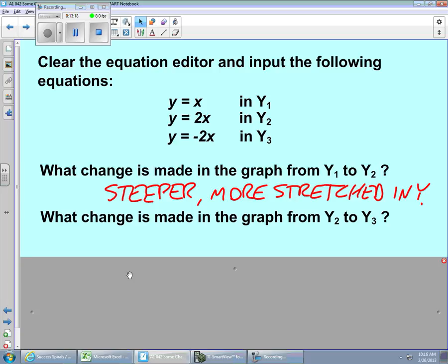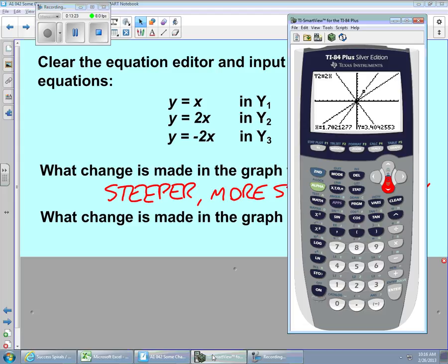What change was made when we went from y2 to y3? I currently have my cursor sitting on y2. What is so different between y2 and y3? This one versus that one. What's the big difference? Quite obviously, one of them is pitched upwards as you read the graph from left to right, and that's how we read our graphs, as you move along the x-axis. One is heading upward, the other is heading downward. So what change is made in the graph? It's upside down.